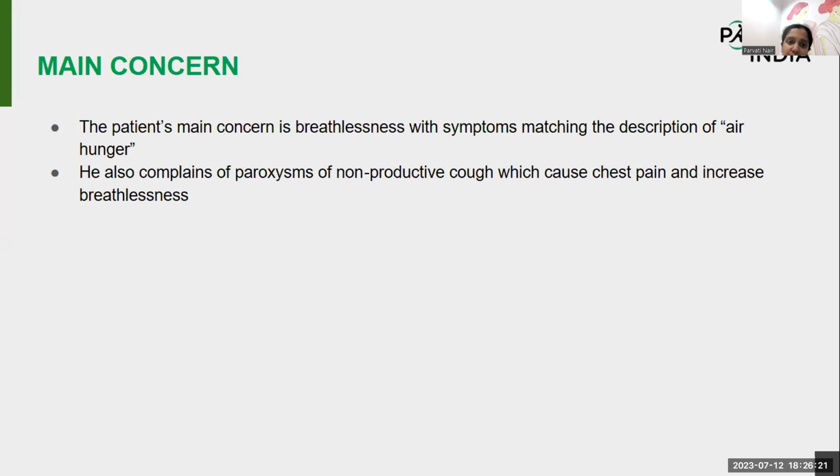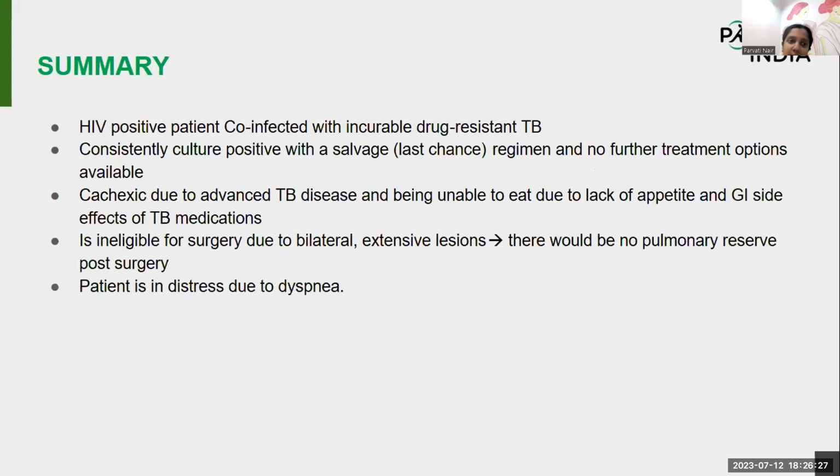So the patient's main concern was breathlessness with symptoms matching the description of air hunger. He also complained of paroxysms of non-productive cough, which caused chest pain and increased breathlessness when they happened. Next slide, please.